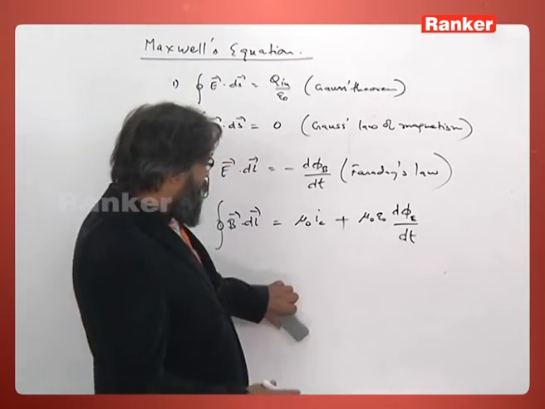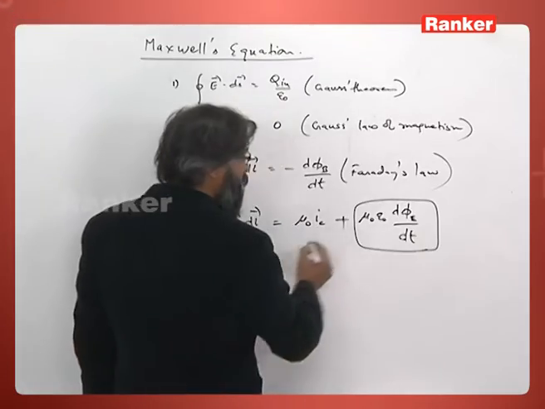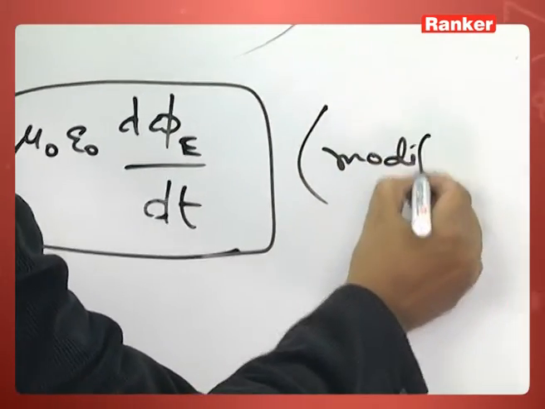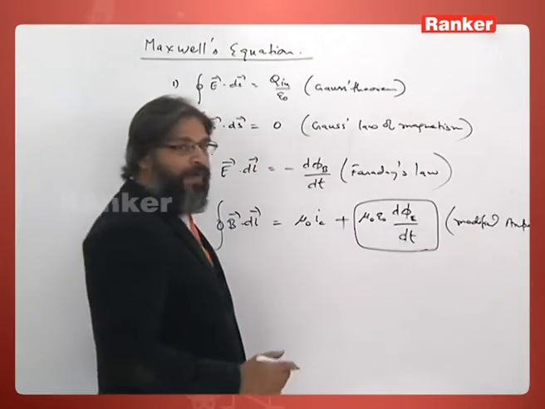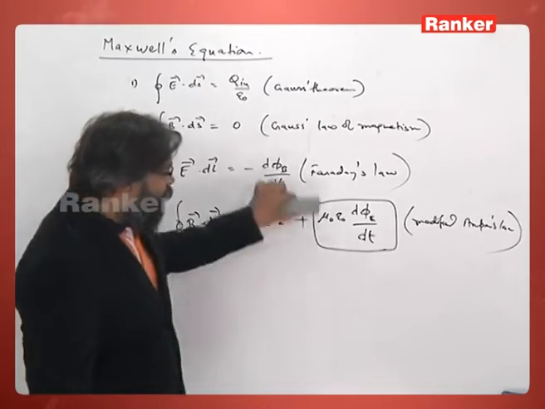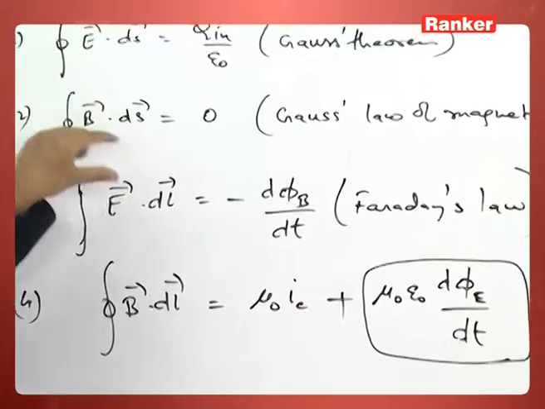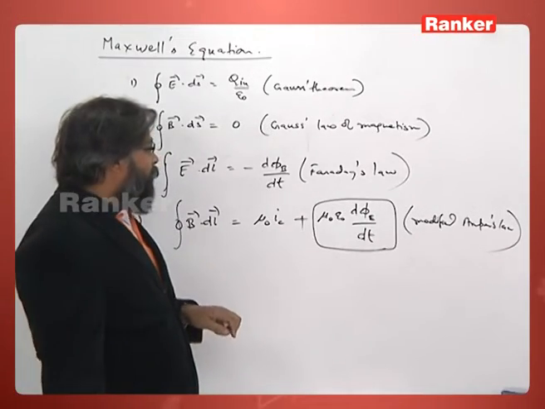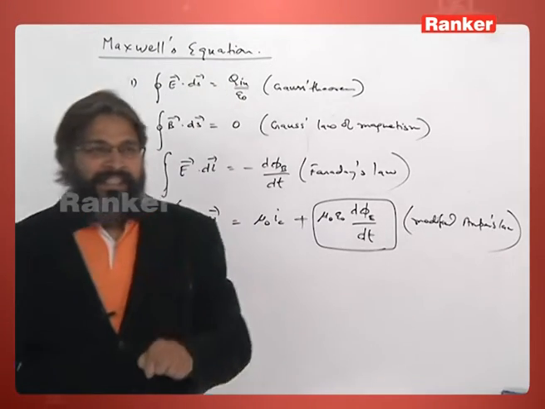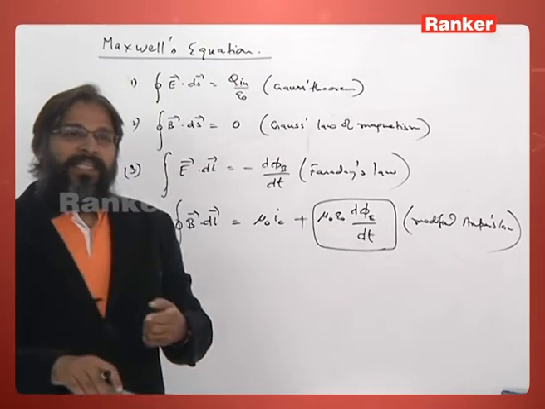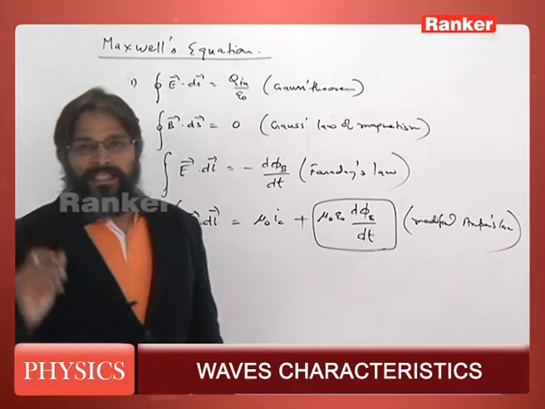Now you see this term, this is the modified Ampere's law. With this modification, Maxwell was able to unify electricity and magnetism. So the outcome of the unification of electricity and magnetism was that it could predict a self-sustaining electromagnetic wave.